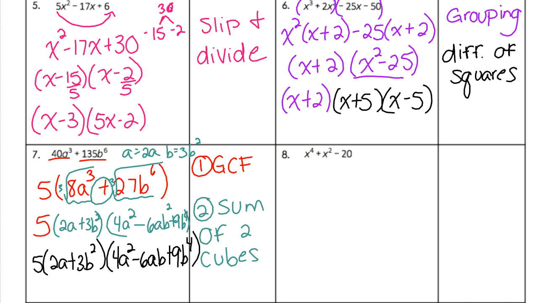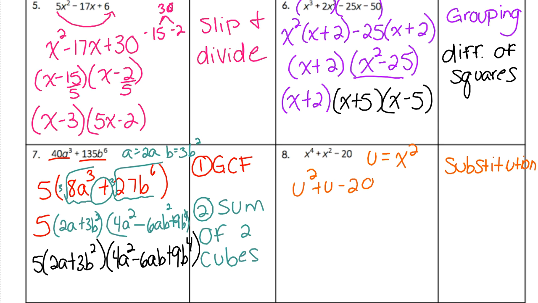Number 8, our final practice problem here. So when I look at this one, I see that it is a trinomial with a leading coefficient of 1, but it's an x to the 4th. So I'm going to do substitution. In substitution, x to the 4th, we're going to replace. So I'm going to say that u is x squared. So that means that this is u squared plus u minus 20. So I'm replacing each x squared with a u.